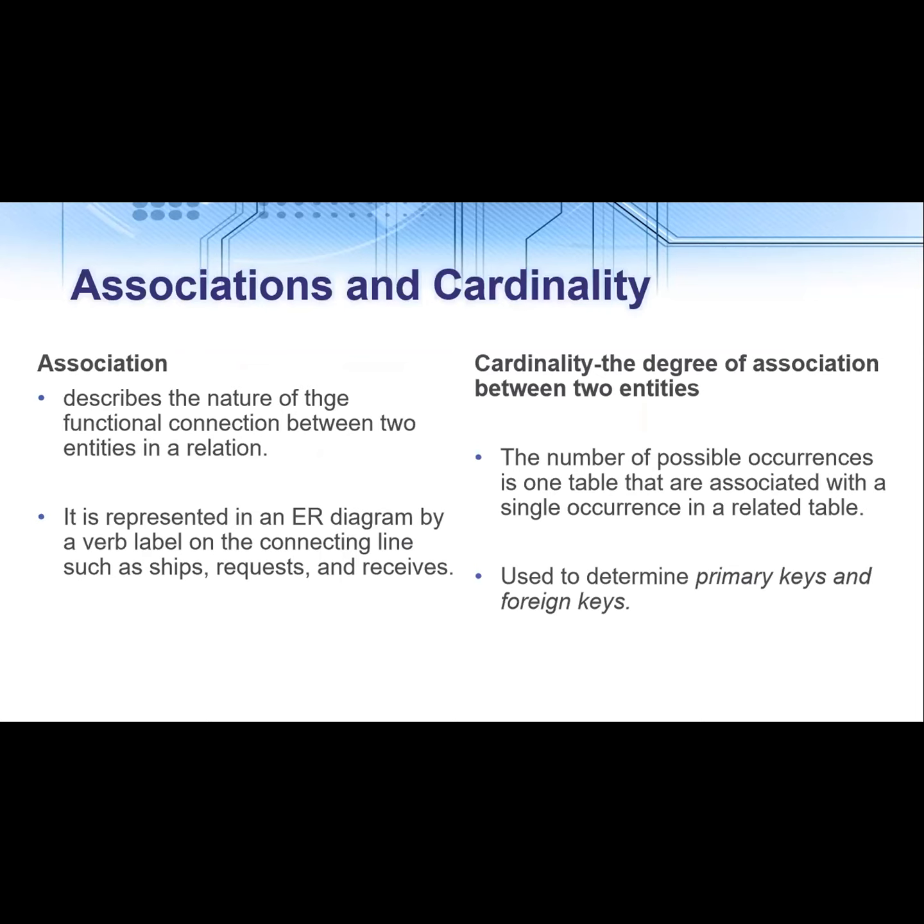Associations and cardinality. Association describes the nature of the functional connection between two entities in a relation. It is represented in an ER diagram by a verb label on the connecting lines, such as ships, requests, and receipts. Cardinality is the degree of association between two entities: the number of possible occurrences in one table that are associated with a single occurrence in a related table. It is used to determine primary keys and foreign keys.